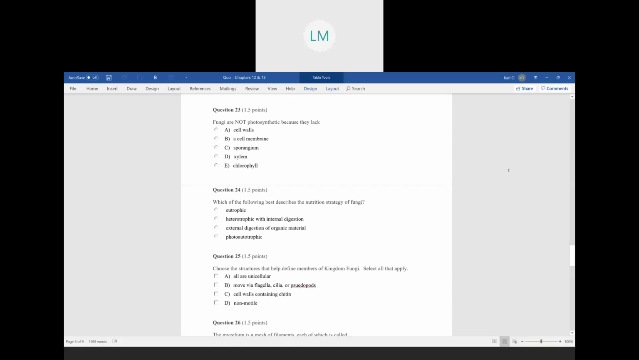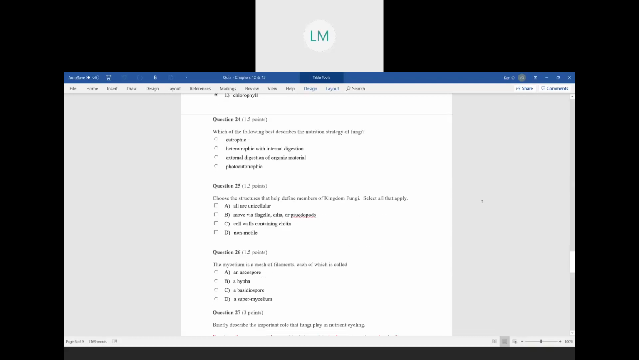Question 23. Fungi are not photosynthetic because they lack chlorophyll, right? When we talked about photosynthesis, we talked about the importance of chlorophyll in those chloroplasts. You can't do photosynthesis without it, so they can't be photosynthetic because they don't have chlorophyll.